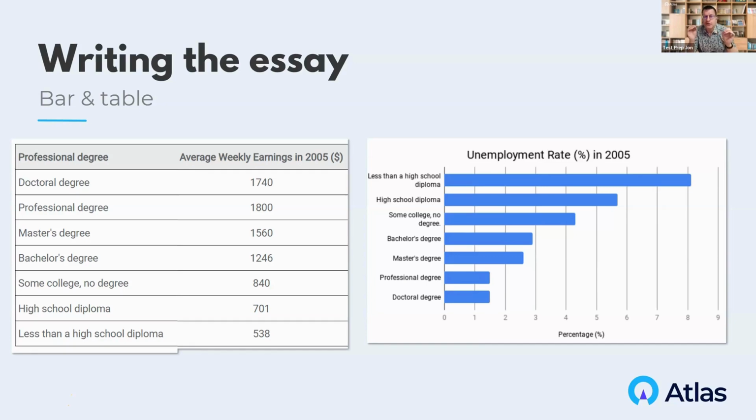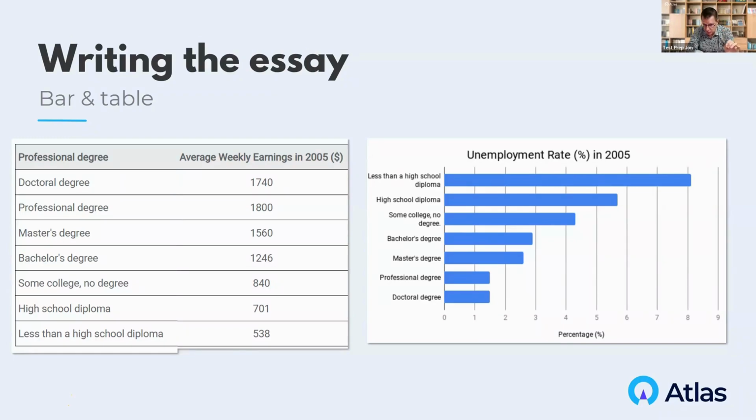Well, they're trying to tell us two things: that people with these qualifications ended up earning this amount of money, and people with these qualifications were unemployed at these rates. Our job is to merge the information in these two pieces of visual data. And merge or combine is the key idea here.